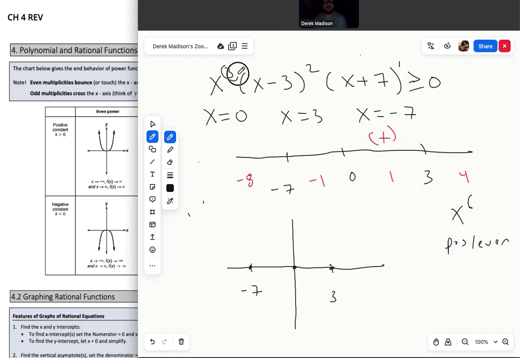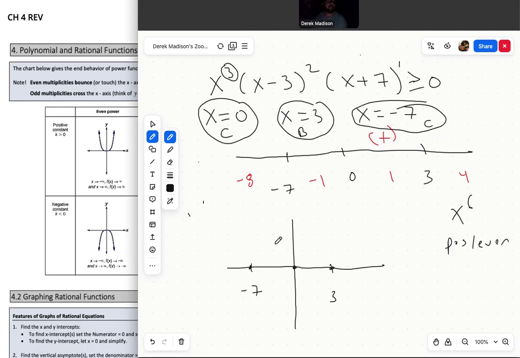Whenever you have an odd power, it's going to cross at that power. When you have an even power, it's going to bounce at that power. So at 0, we're going to have a cross. At 3, we're going to have a bounce because it's even power. At 7, it's going to cross because that one's an odd power. And positive even, again, looks like that. So I would start up here, I'd come into 7, and I'm going to cross on 7.